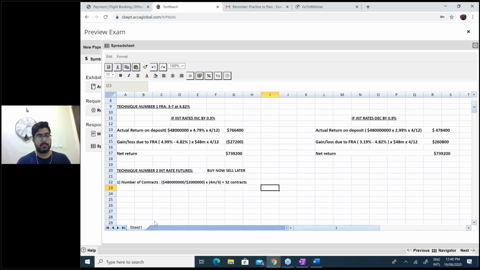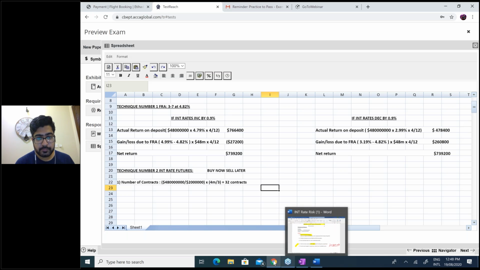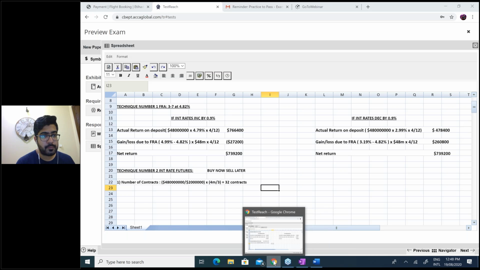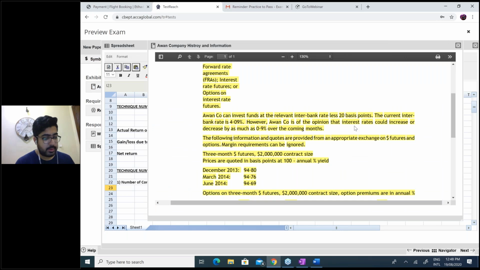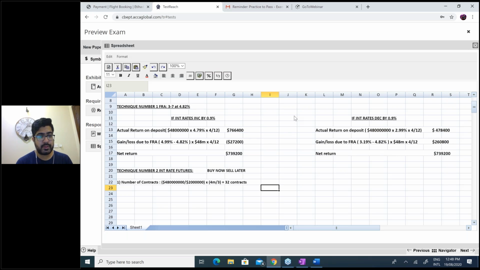It's borrowed deposit amount 48 million over contract size that was given in the question, 2 million, into time period of borrowing, that was 4 months over 3, giving 32 contracts. Okay, I will explain each and every step in detail. So step number one is done. Any problem with step 1, please ask. Step 2 is find basis risk.